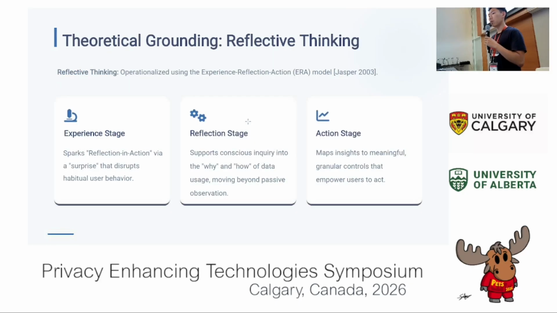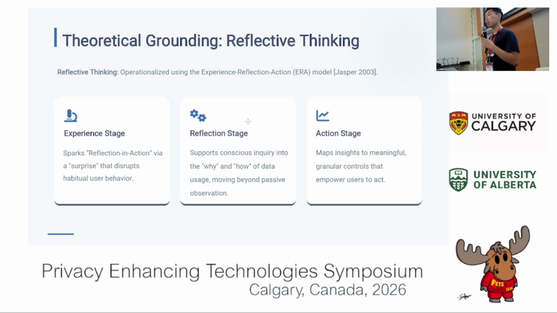For our work, we grounded contextual privacy policy design in a reflective thinking framework, which was previously used mostly in educational and learning contexts. Here, we choose a 3-stage reflective thinking framework; there are also many others with 5 stages and 6 stages. The 3-stage framework aligns with the design of contextual privacy policies.